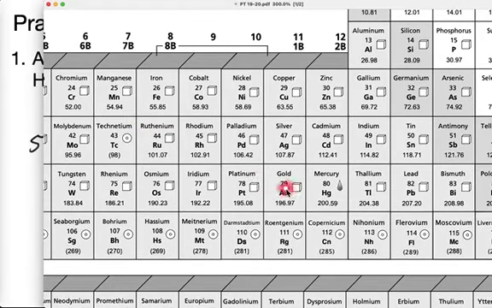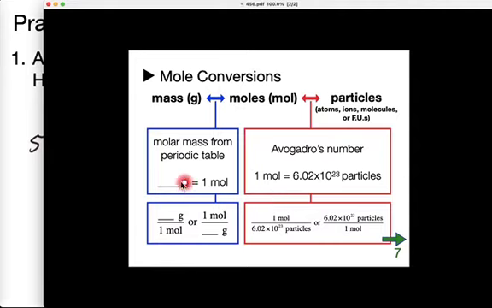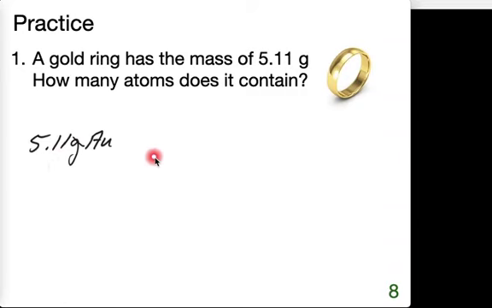Gold is atomic number 79. It has the atomic mass of 196.97. Now, looking up the atomic mass of the elements is something you'll be doing an awful lot of in this unit, so get used to it. So 196.97 grams of gold per mole. And so that's what would go here, 196.97 grams per mole. So that will be our conversion factor.